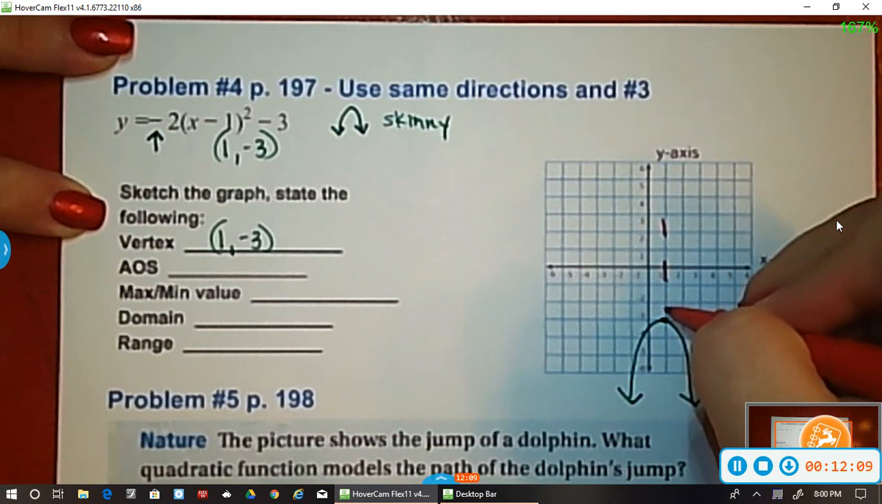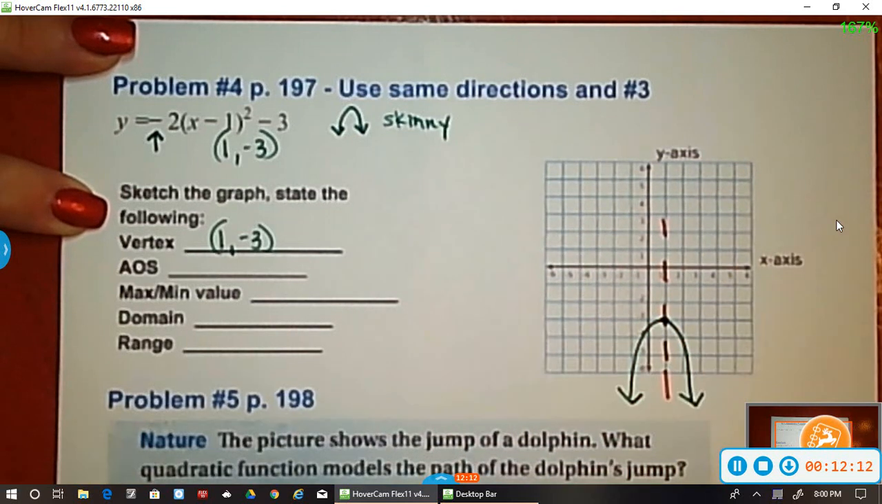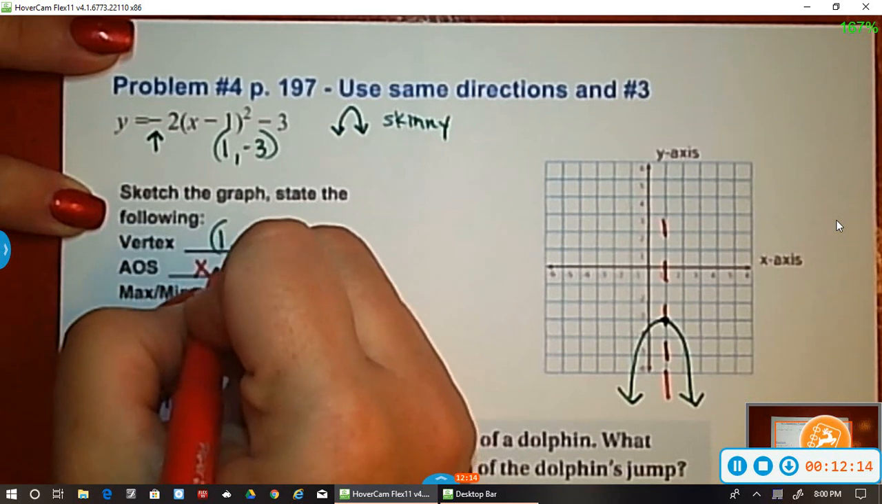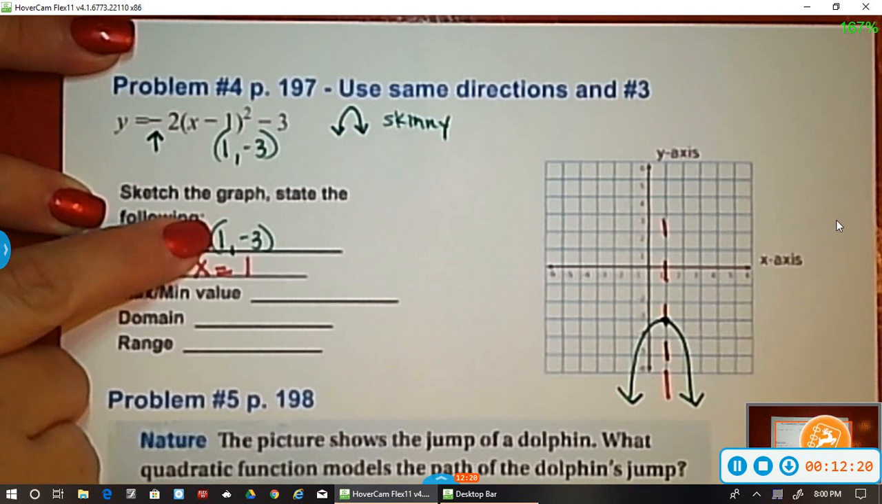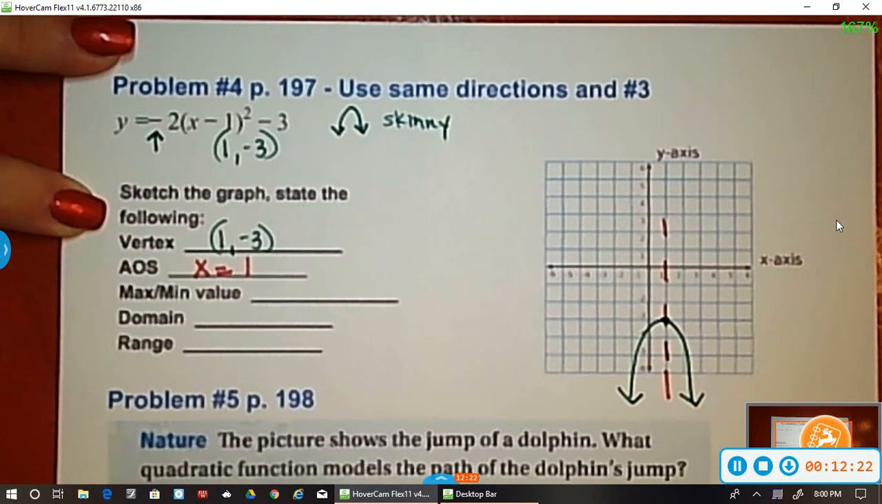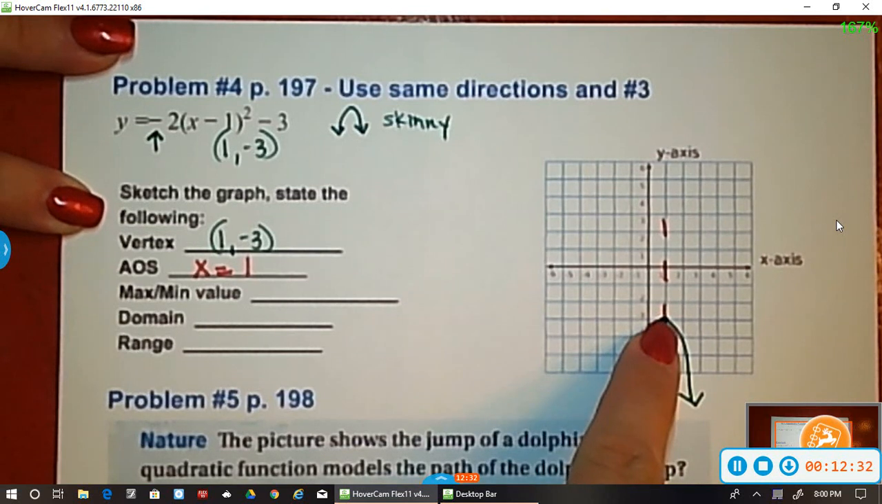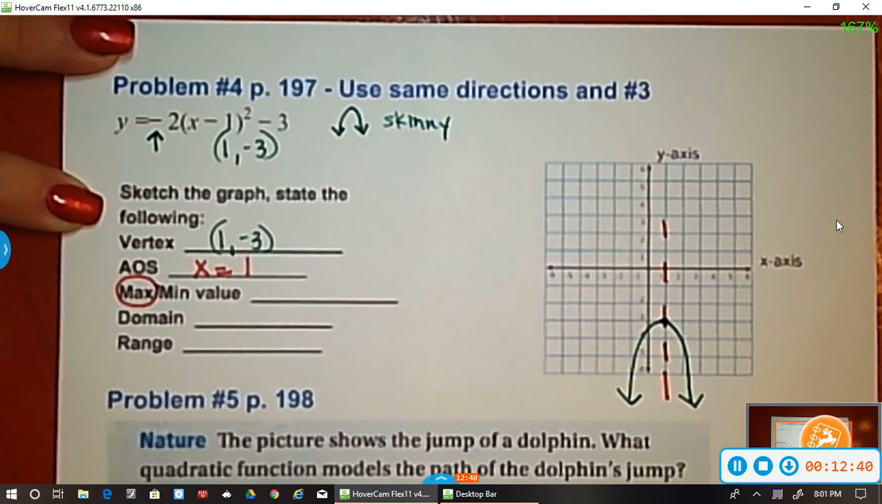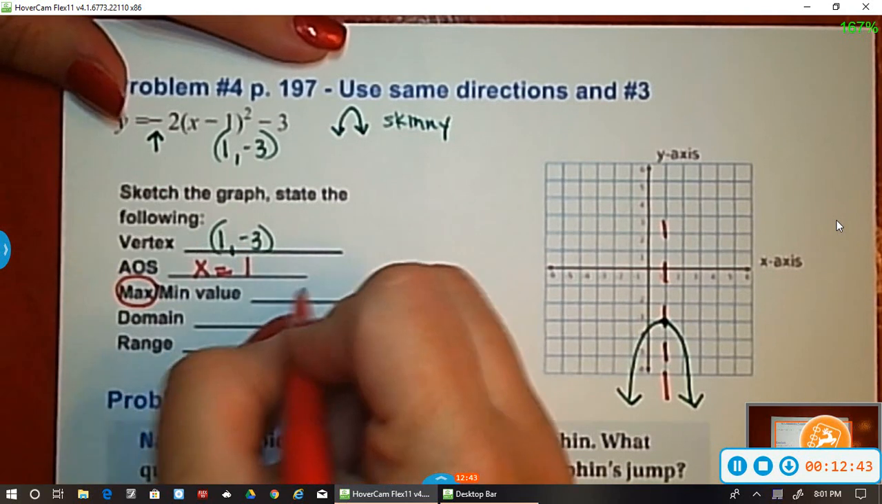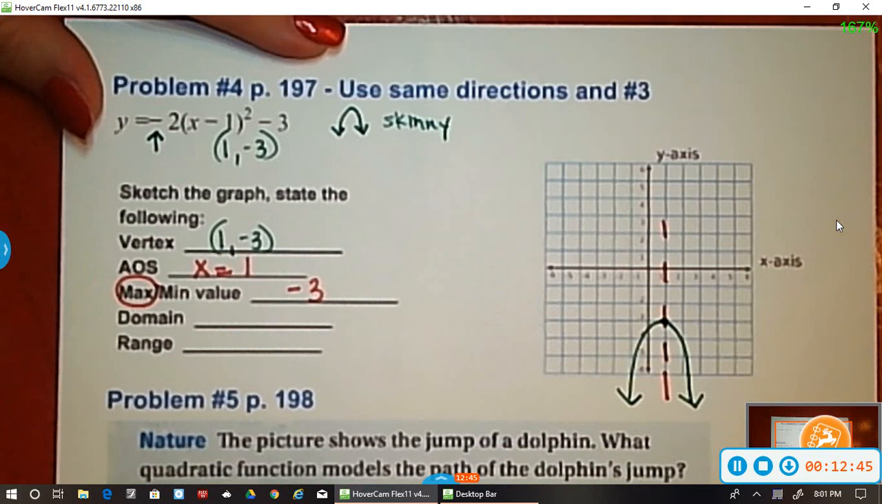Draw in my axis of symmetry. So that is x equals positive 1. That's where it touched the x-axis. It's also the x part of my vertex. Maximum or minimum? Well, this one is going to continue down forever, so it doesn't have a low point. But it does have a high point. It's not going to go any higher than right here. So it is going to have a maximum value, and your maximum value is always the y part of the vertex. So that is negative 3.